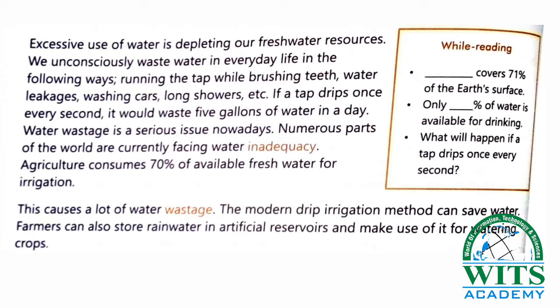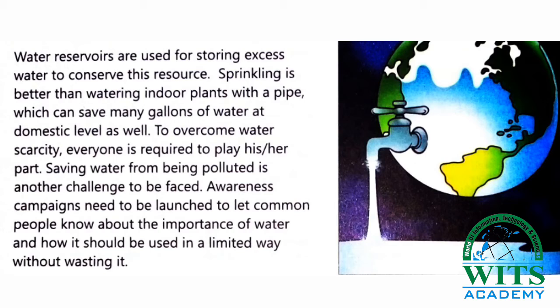Numerous parts of the world are currently facing water inadequacy. Agriculture consumes 70% of available fresh water for irrigation. This causes a lot of water wastage. The modern drip irrigation method can save water. Farmers can also store rainwater in artificial reservoirs and make use of it for watering crops. Water reservoirs are used for storing excess water to conserve this resource.